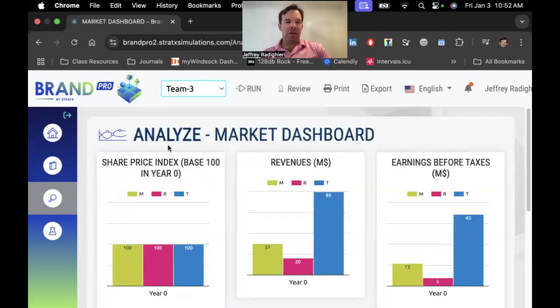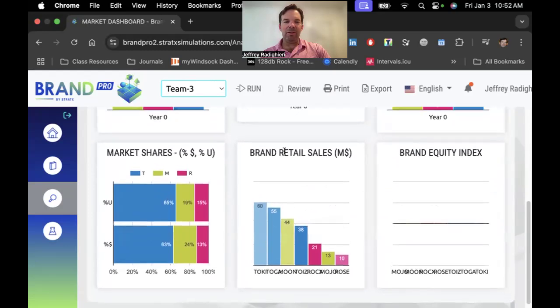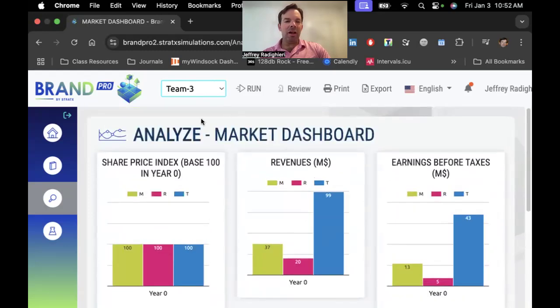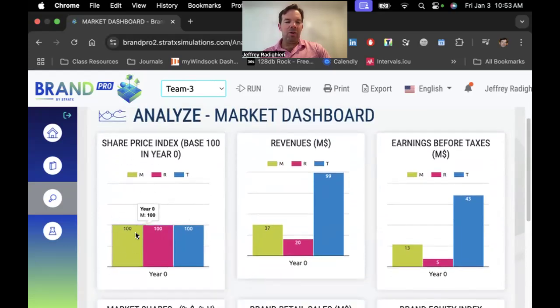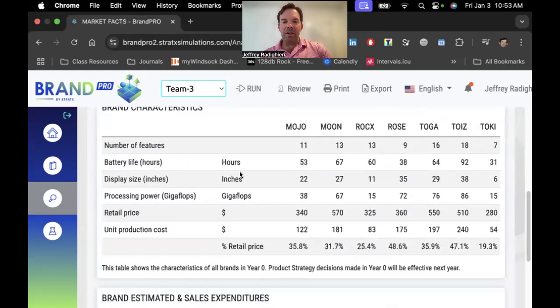Then we have the market dashboard. This just gives you some overall information about the entire market. Not really important in helping you make decisions necessarily, but the one important thing here is this share price index. It will show you what your share price is, as well as each of the other competitors' share prices period over period. So they're all at 100 at the very beginning, and then this will go up or down based on your performance.